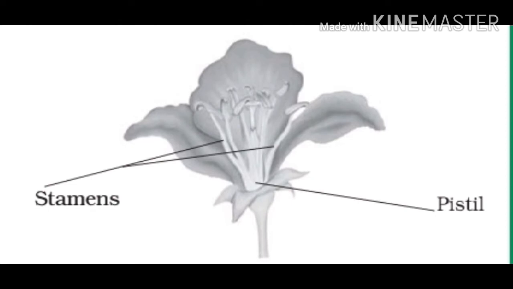Stamens are the male part of a flower and pistil is the female part of a flower. Sometimes you can see both the structures in the same flower or separate. So if you can see the male and female parts in the same flower, that flower is known as bisexual flower. If you can see any one structure in one flower, that flower is known as unisexual flower.